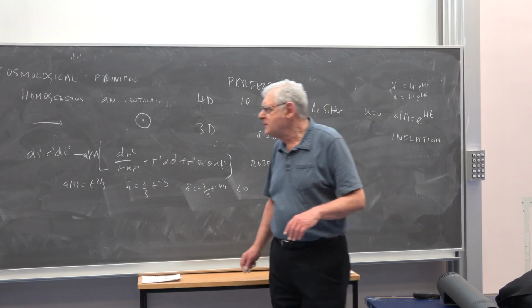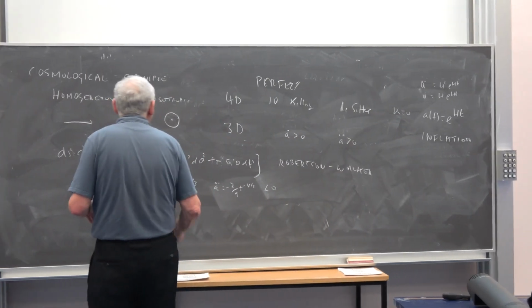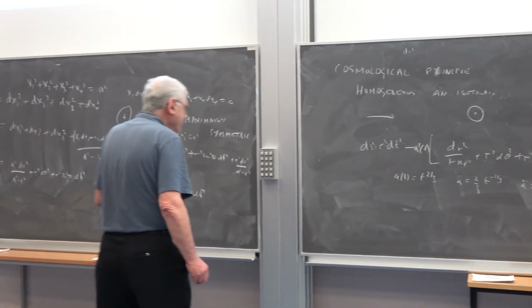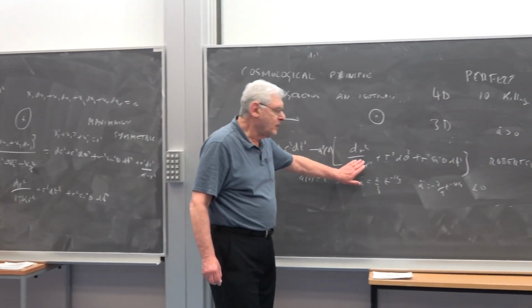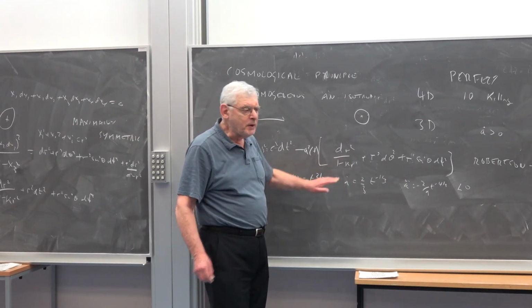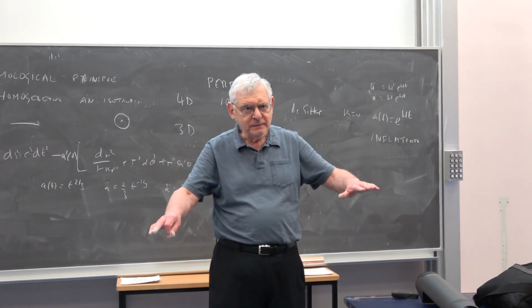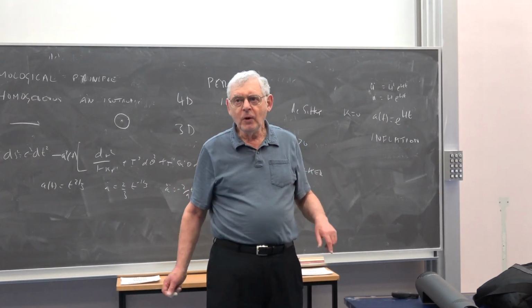So what are the options for k? Well, we saw we could have negative curvature. We saw we could have positive curvature. And of course, we could have 0. So what are the options for the universe? It could be a plane, it could be a sphere, or it could be a hyperboloid.